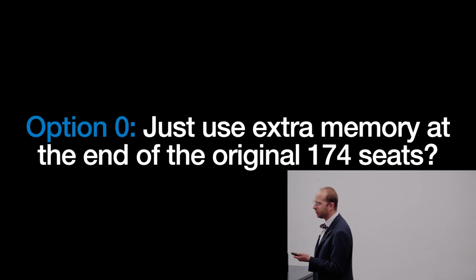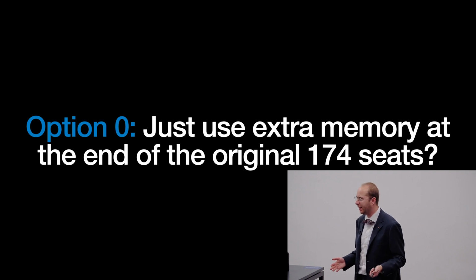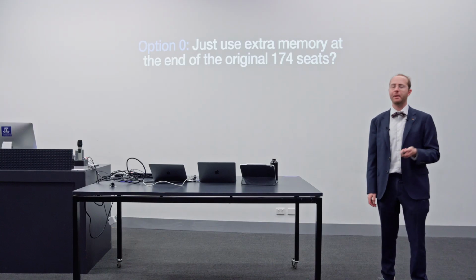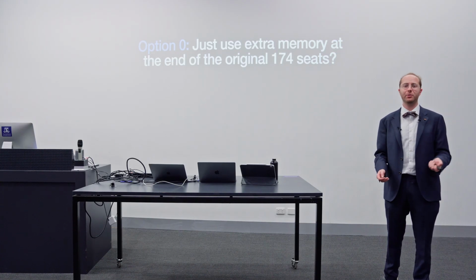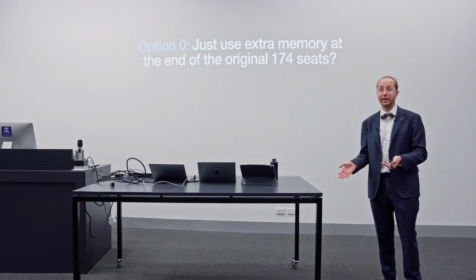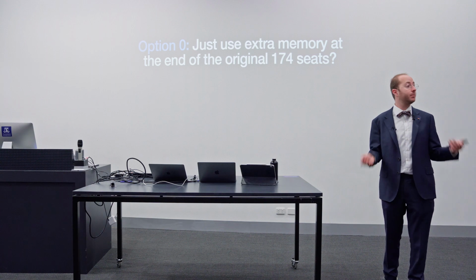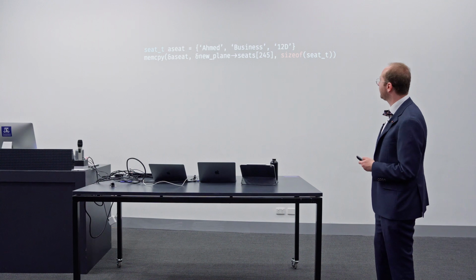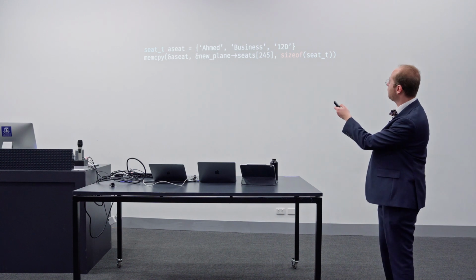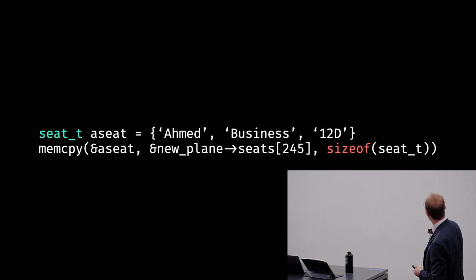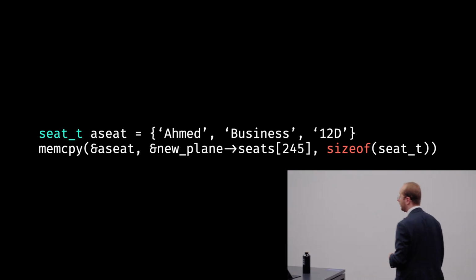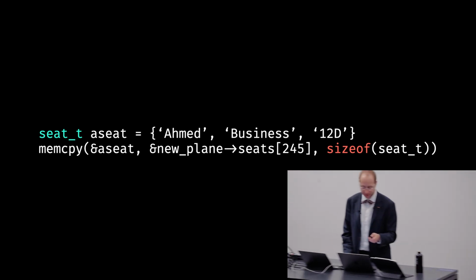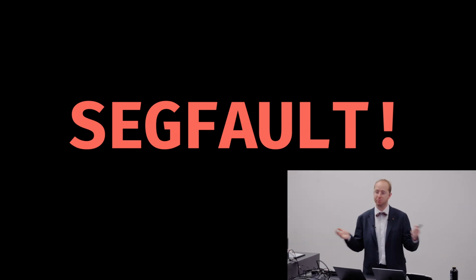So option 0 that we just tried was to use the extra memory at the end of the 174 seats because the computer has more memory, it's just waiting there for us. But as we just discussed, that isn't going to work because that memory doesn't belong to us. Even though it might still be on the heap and the heap might still have room, we haven't been given permission by the operating system to take that memory, and so who knows what's there. So we could try that, and then what we'd do is we would copy 5 into the new seat. And this will give us a segfault. We're accessing a seat that we don't have permission to access.